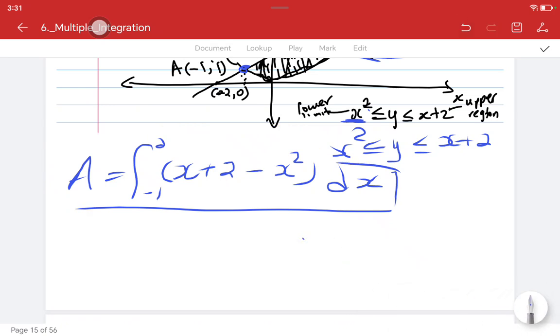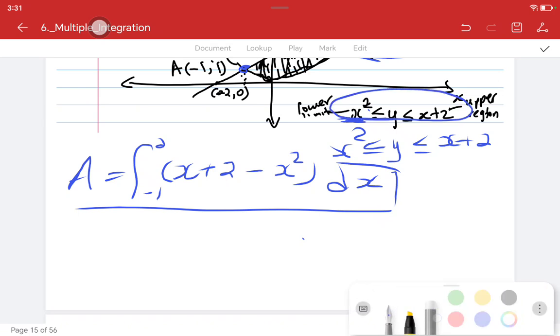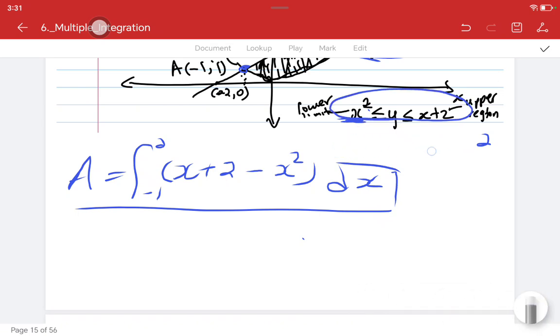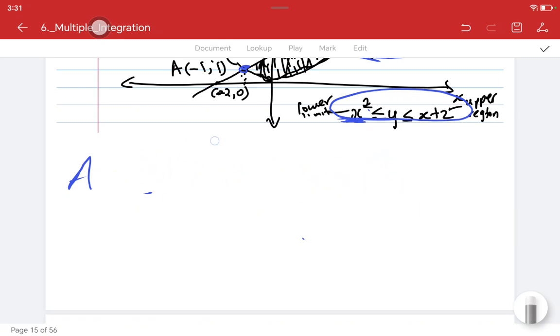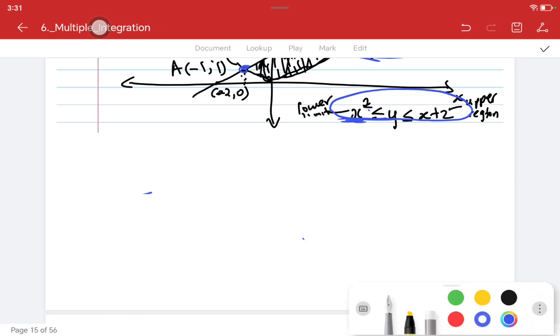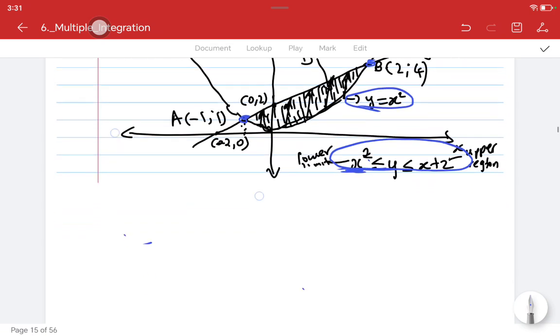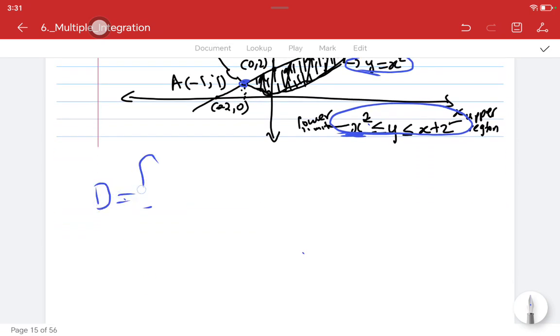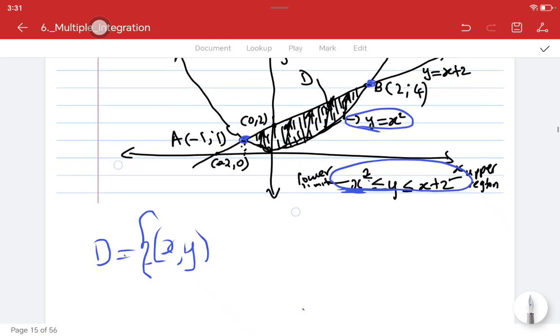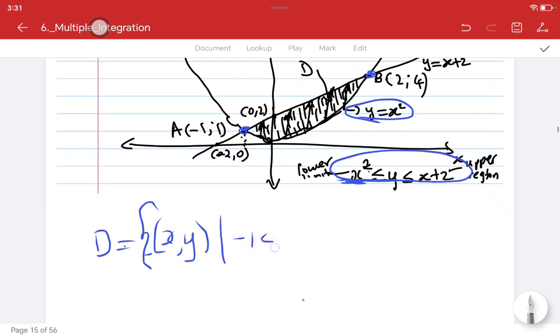So when you put this in a region, let me erase the blue one. Since here we're dealing with multiple integration, right? So we're just going to do this. Since we know that this is true, we come and write the region. Here we spoke about which region, D, right? We spoke about D. So we'll write this region, then we'll decide which region this is. We know x is between minus 1 and 2. And we know that y is between x squared and x plus 2.